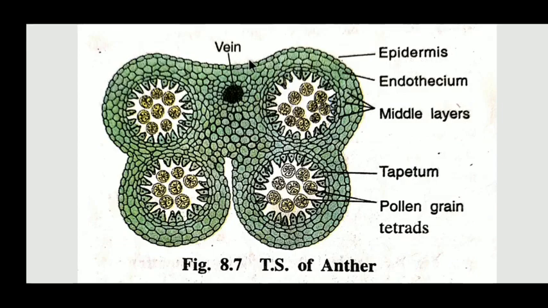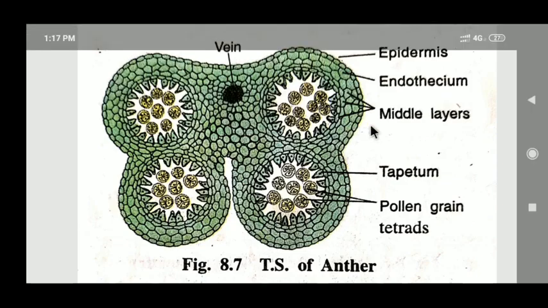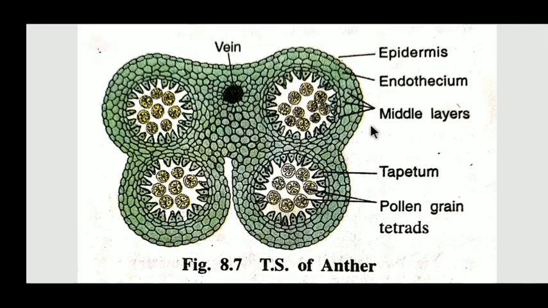So this is the first layer, epidermis. Flattened cells are arranged compactly with each other, forming the outermost layer, which is called the epidermis. This epidermis is mostly protective in function. Always remember, whenever there is an outermost layer, its main function is protection.